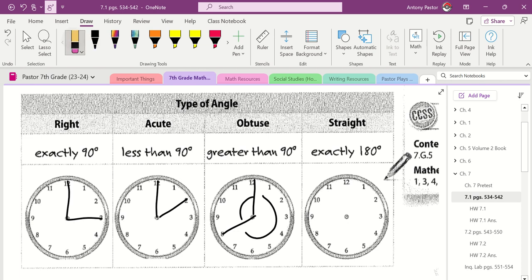But an obtuse angle is greater than 90 degrees. So for this example, we'll just leave it pointing at the 4. And then a straight angle is literally just a straight line. So from 12 to 6 or any numbers that are opposite each other, that would form a 180 degree angle.